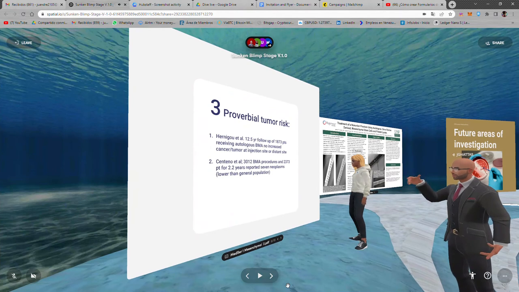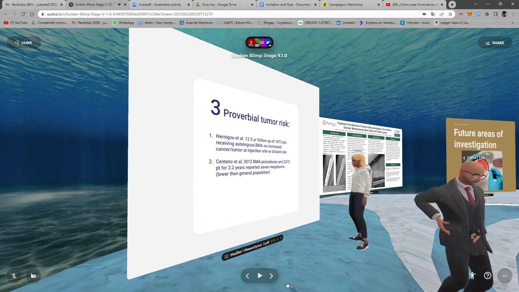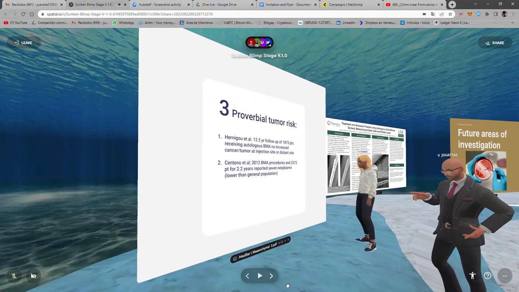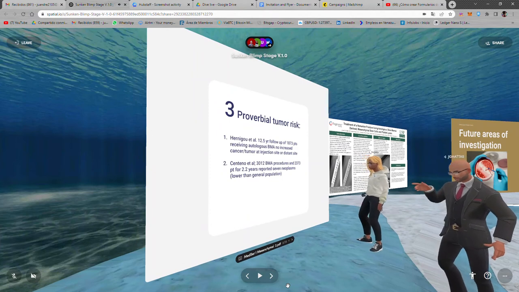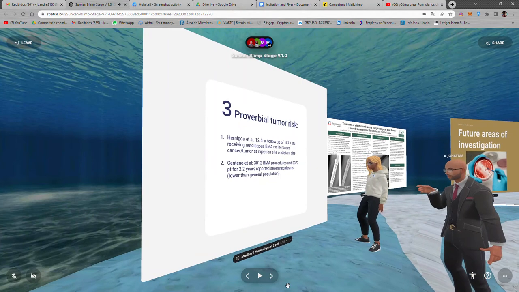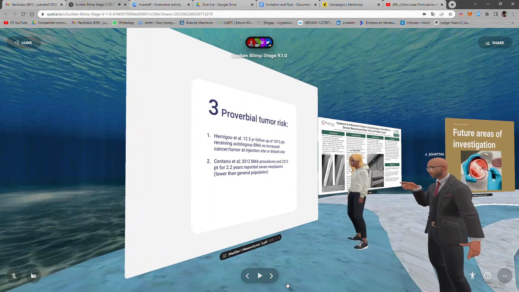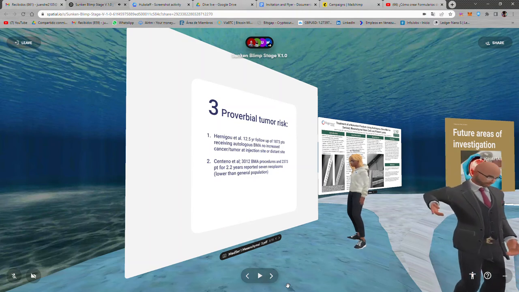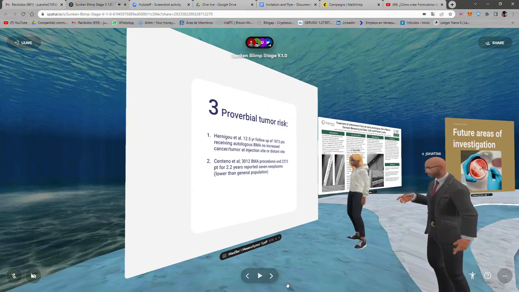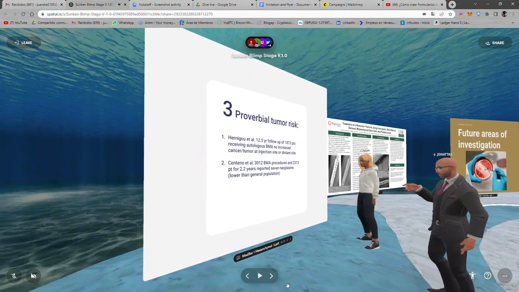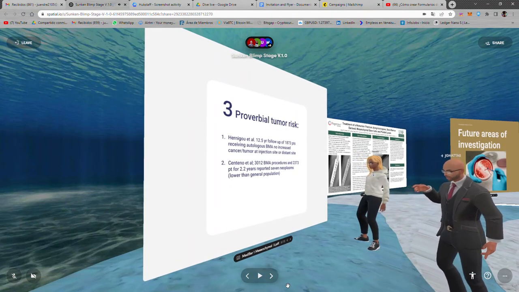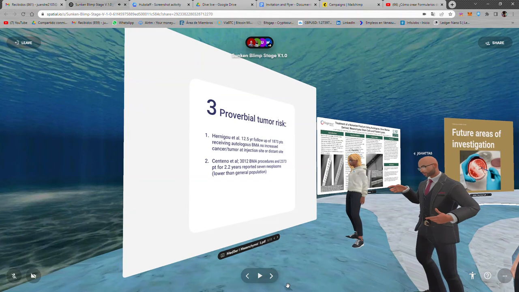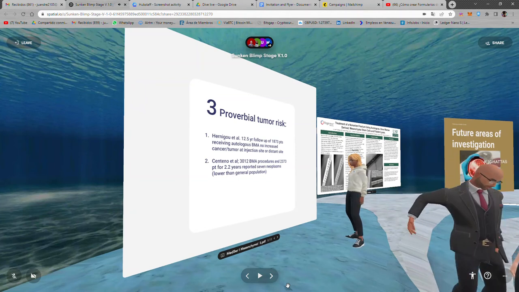All right. I put this up here because everybody always asks, if you inject your stem cells, are you going to get cancer? There are two huge studies, done by Hernigo and others and Centeno and others. Hernigo showed that at 12 and a half years, 1,800 people who had gotten autologous bone marrow injections had no increased risk of cancer at the injection site or anywhere else in their body. Centeno did a retrospective study with 3,000 injections in 2,300 patients over 2.5 years, and only 7 people reported cancer, which is actually lower than the general incidence.